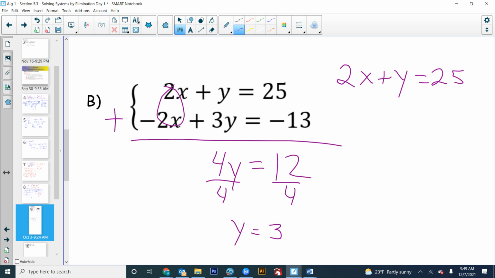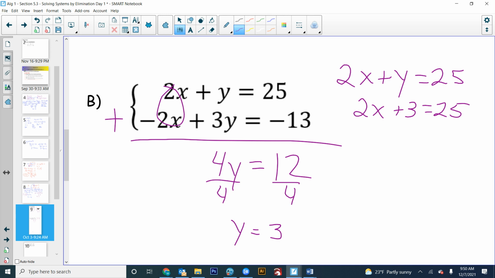All right, let's plug 3 in for y. Now, to get the other variable, aren't we doing a substitution? Yeah. We used elimination. Now we've got to use substitution to get the other variable. Okay, what do I do now?